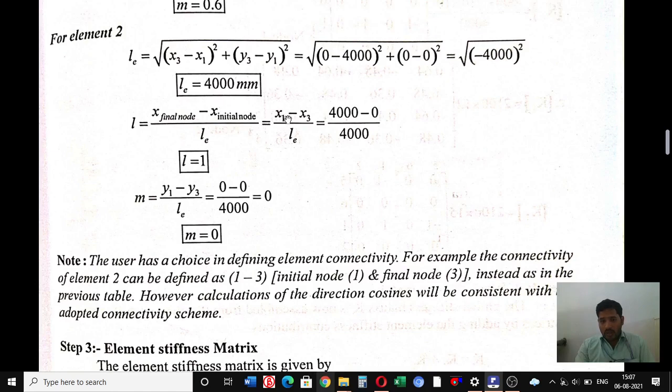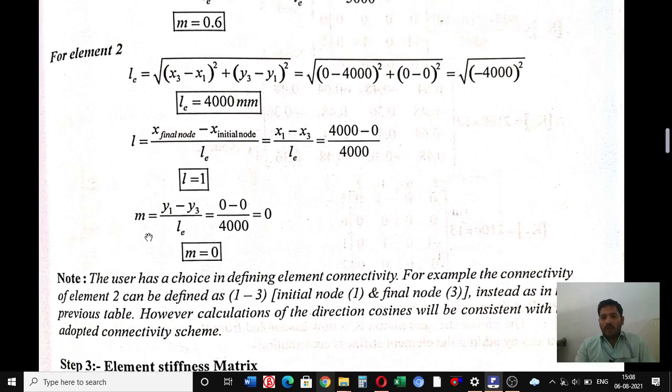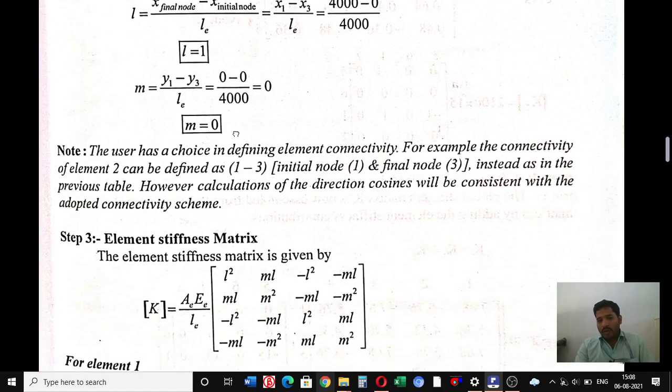Here, just make the correction: the final node is here. Here it is x1 minus x3. x1 minus x3, 4000 minus 0 by 4000. After that, what value of L do you get? 1. The same procedure we have to follow here also. M is equal to y1 minus y3 by LE. y1 is how much? 0 comma 0 by 4000. 0 by anything should be how much? It should become 0.